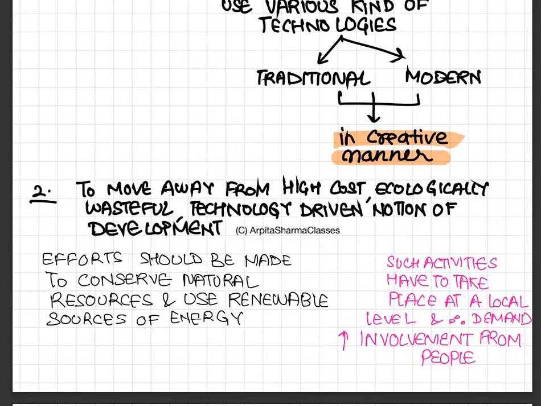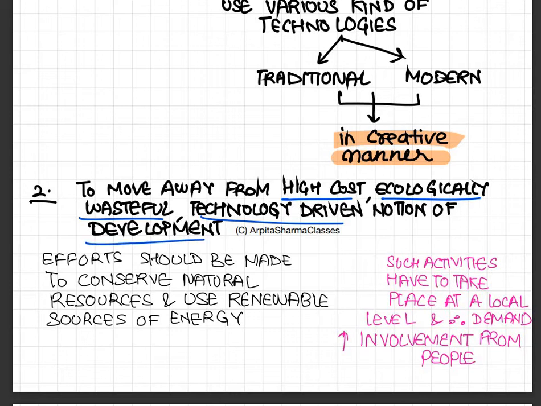And the second solution can be to move away from the high cost, ecologically wasteful, technology driven notion of development. By saying that I have 2 mobile phones or 3 mobile phones, or that I have an iPhone, does not mean that you are developed, my friend. If you are living in the heat wave situation of Delhi, then carrying an iPhone is not going to prove that you are developed. आपके पास एक iPhone है, आपके पास MacBook Pro है, इसका मतलब ये नहीं है कि आप developed हो यार.